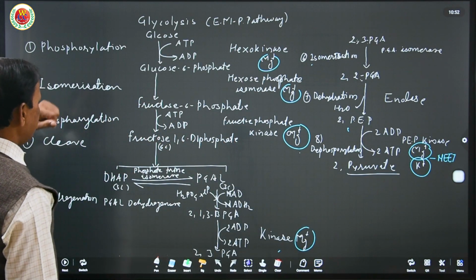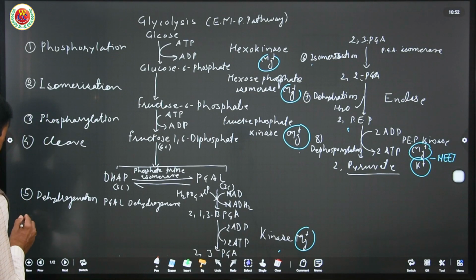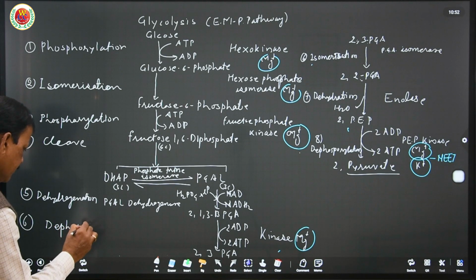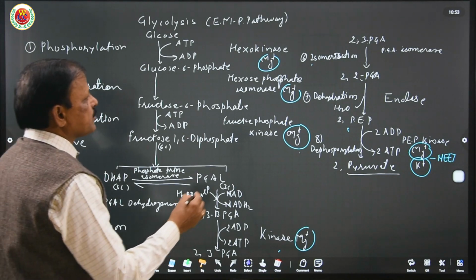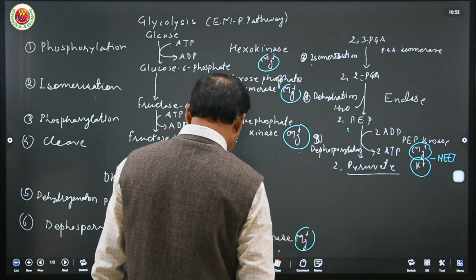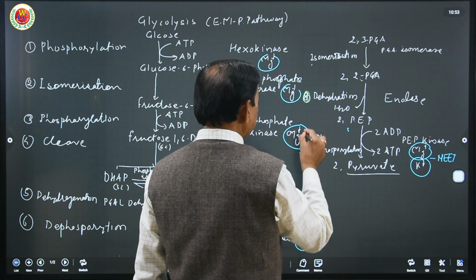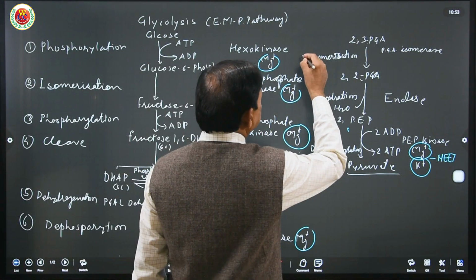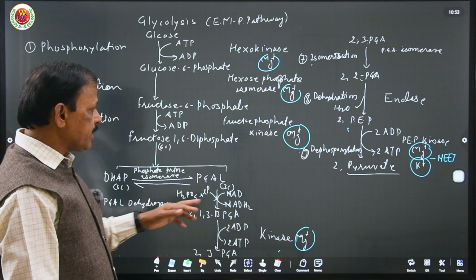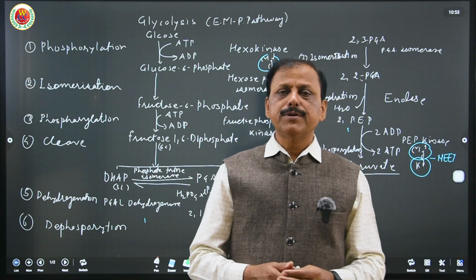Now see how many processes: 1, 2, 3, 4. This dehydration is 5th, and this dephosphorylation is 6th. Once again, as a correction, continuing the numbering, this is the 7th, this is the 8th, and this one is the 9th. So a total of 9 steps are involved in the formation of pyruvate through glycolysis. Finally glucose is converted into pyruvic acid.